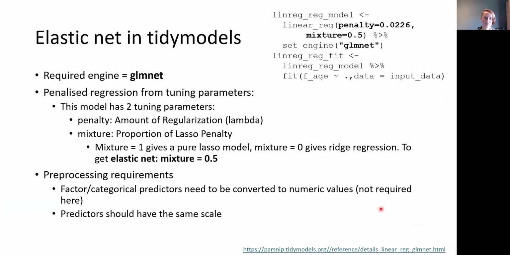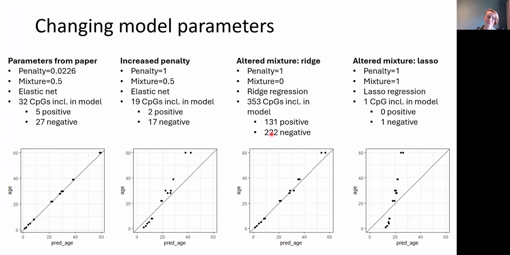I thought the other thing that's interesting to have a look at at this point, which I'm not going to run through in R again for the sake of time, is how changing our different model parameters affects the final model that we get at the end. So this one on the left is what we just did. We used the penalty from the paper. We put our mixture at 0.5 to give us an elastic net model. And this included 32 CPGs in the model, 5 of which were positive, 27 were negative, and it looked like this. If we increase the penalty, then we reduce the slope.